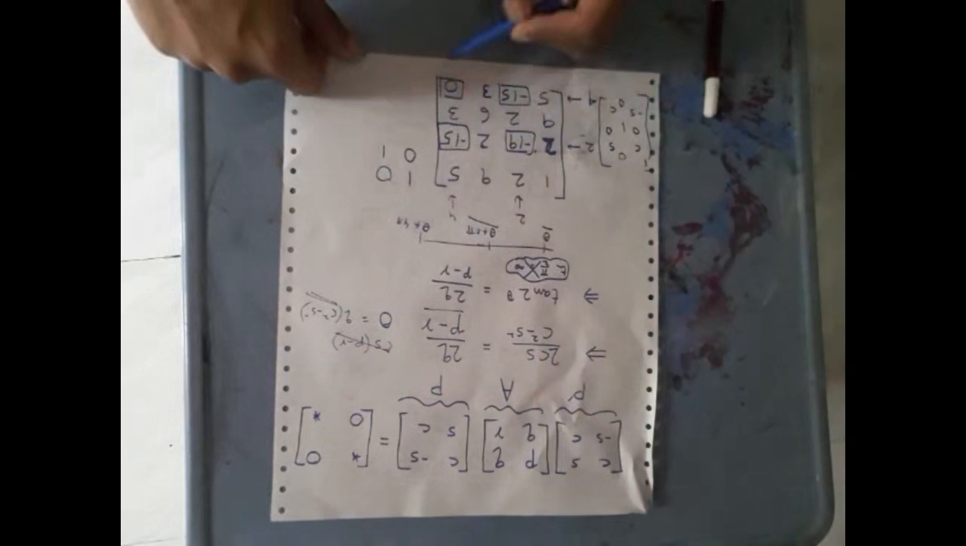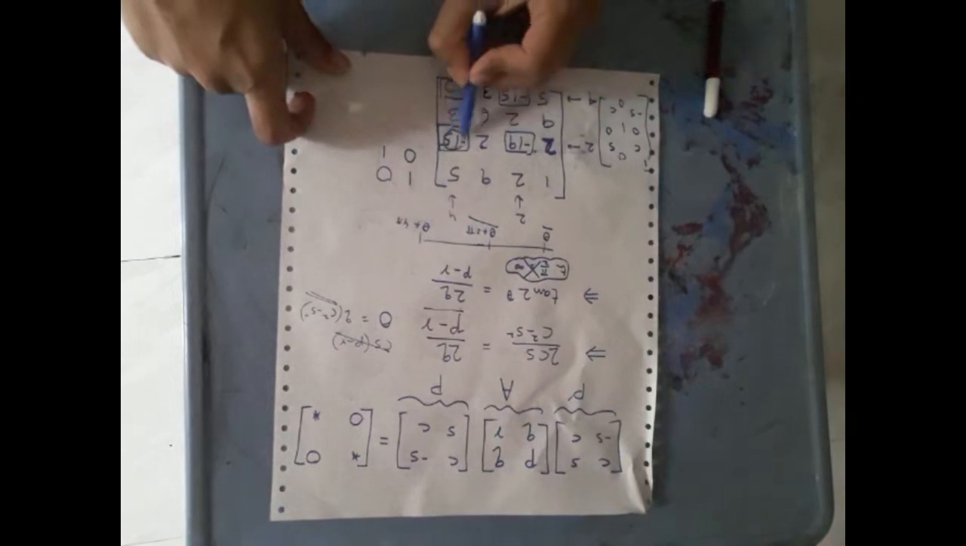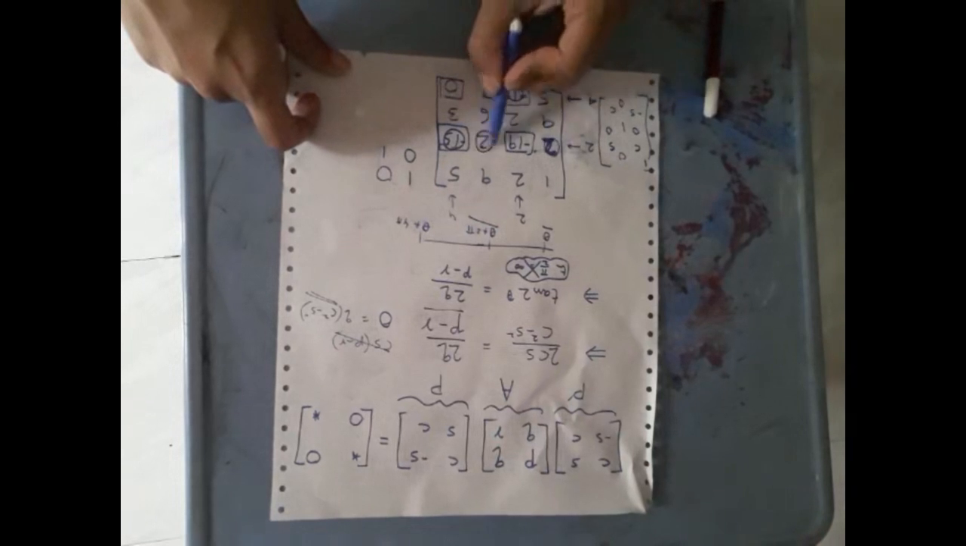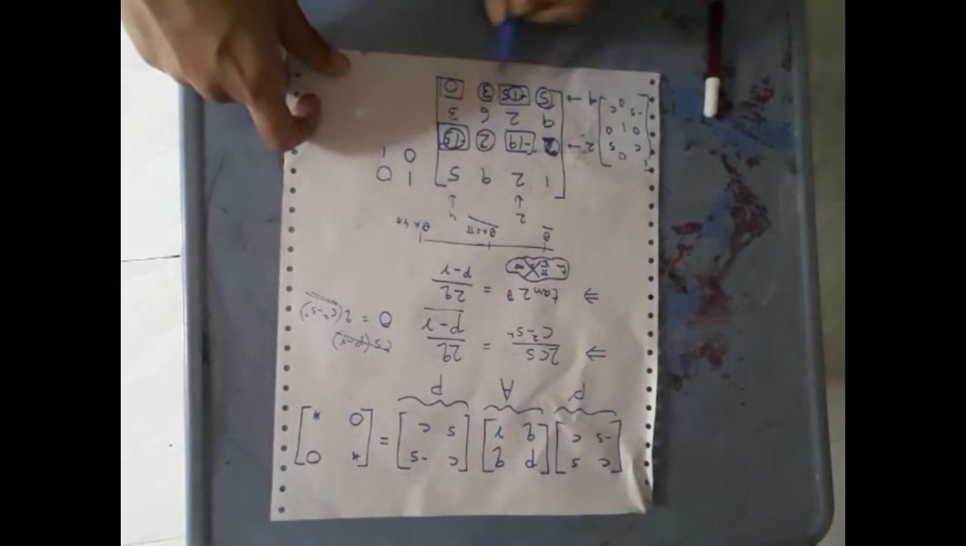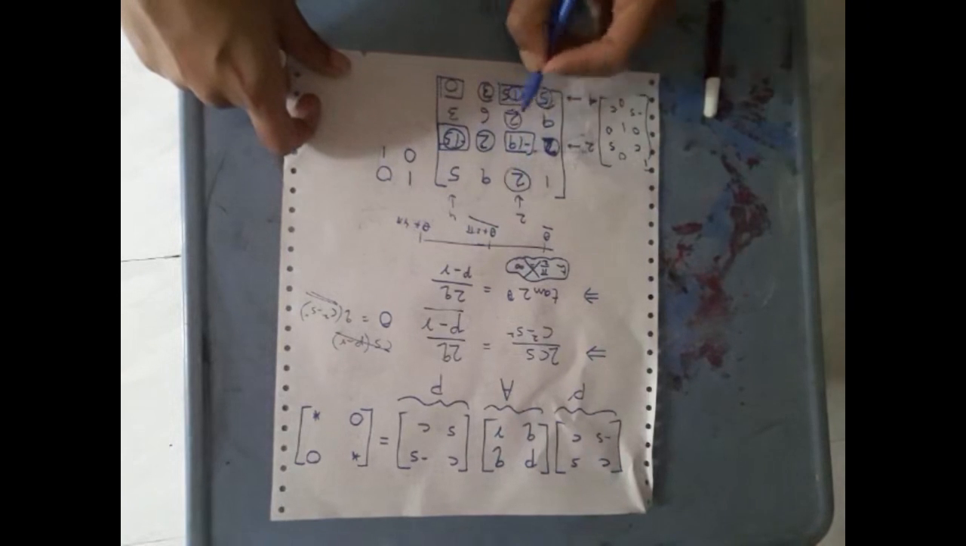Of course, some of the other entries will also change, and you can guess that this will change, this will change, this will become 0, and in the process these numbers will also change. All the things in rows 2 and 4 and the things in columns 2 and 4.